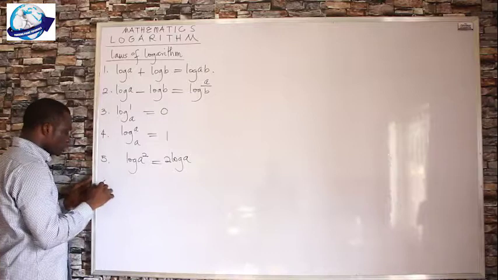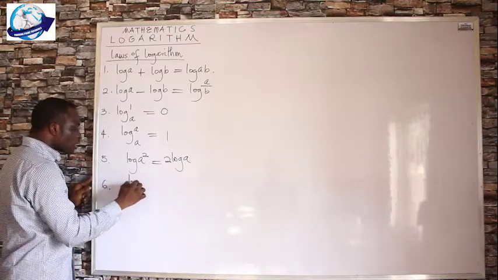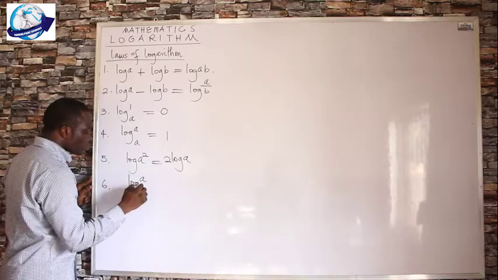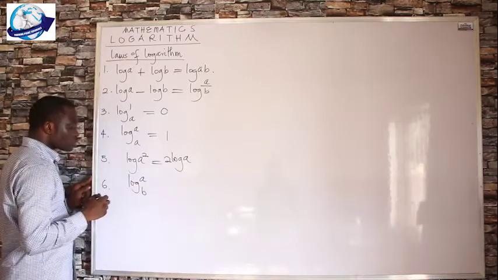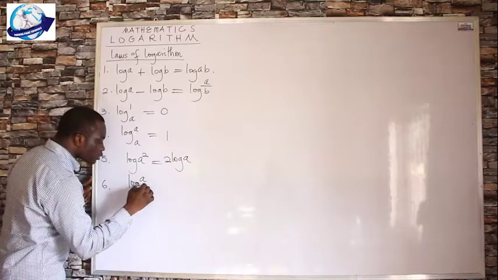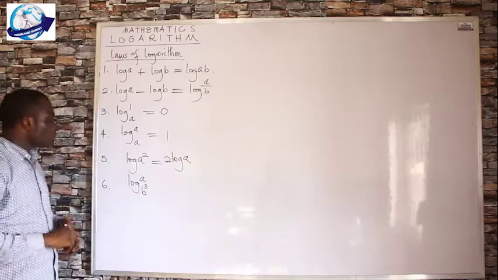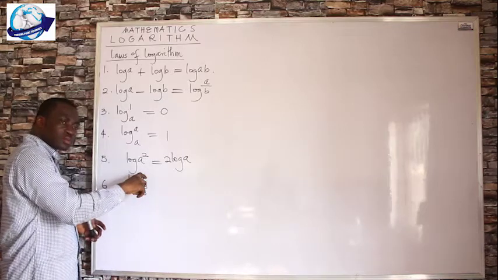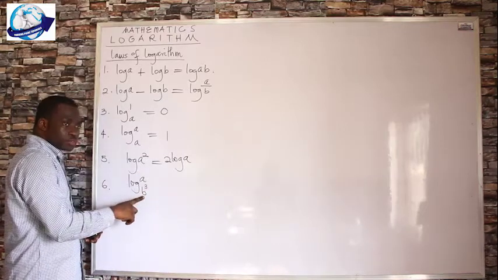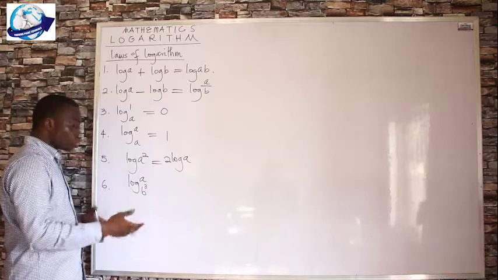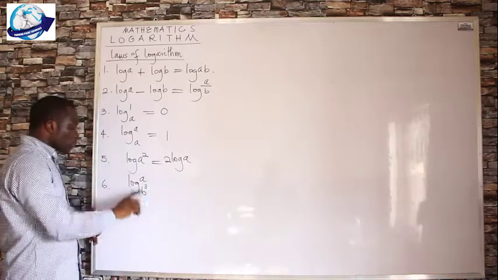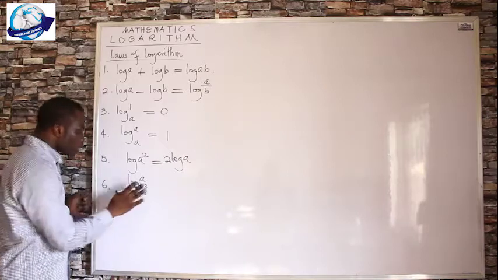This is what you have, number 6. Let's assume we have log A base B raised to power 3. This time it's not the logarithm that carries the power, but the base. Sometimes you can have a situation where the logarithm has a power and the base has a power, but that's not where I'm going. I'm talking about a case where the base has the power. Let me break it down a little bit.